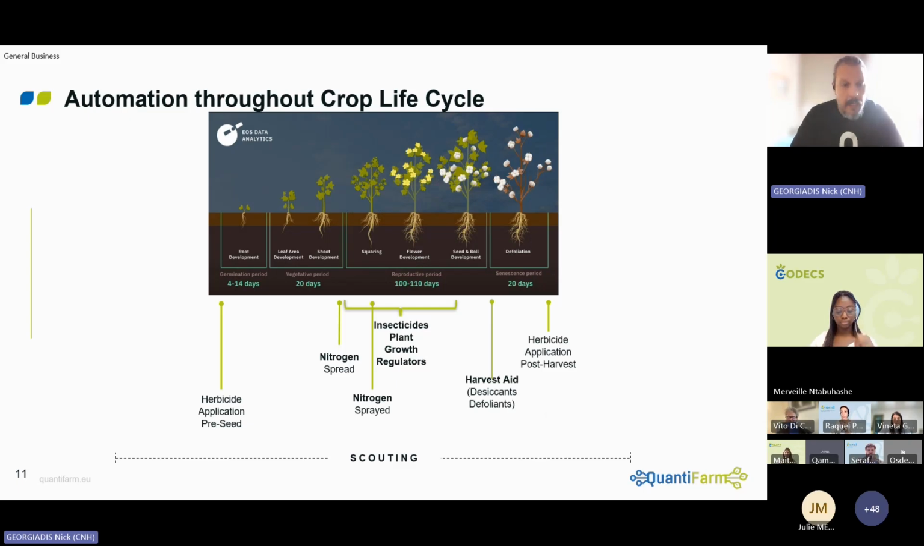We used it in our test case with the farmers in 2 different regions in Greece, in central Greece and northern Greece. Both regions are standard regions where the cotton production is really high, really important for the local economy. And we used the nitrogen application, both spread and sprayed, the insecticides and plant growth regulators, especially insecticides, was something that was a beta version, and harvest stage.